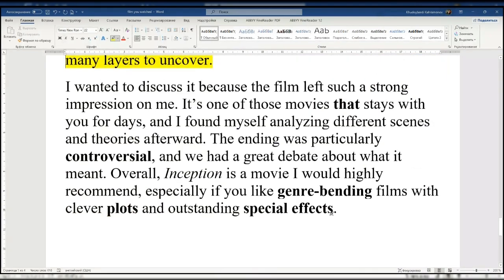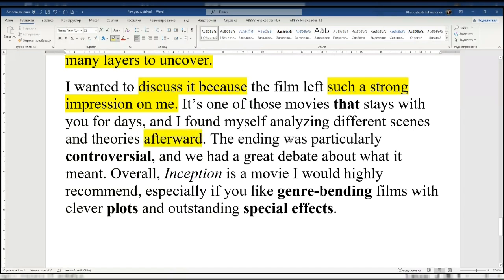The last one is about my ending, my conclusion, my feelings, my emotions, right? I want to discuss it because the film left such a strong impression on me, which means I'm giving my reason why I chose this topic. It's one of those movies that stays with you for days, and I found myself analyzing different scenes and theories afterward.